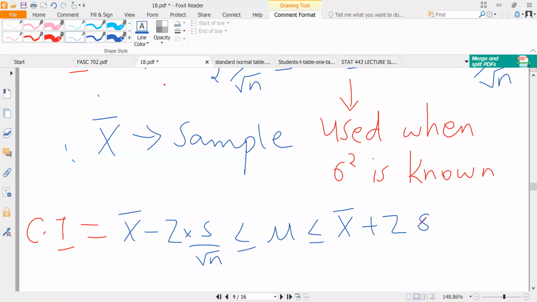s over root n. See the way you're wearing the mask. So you're not wearing it well.